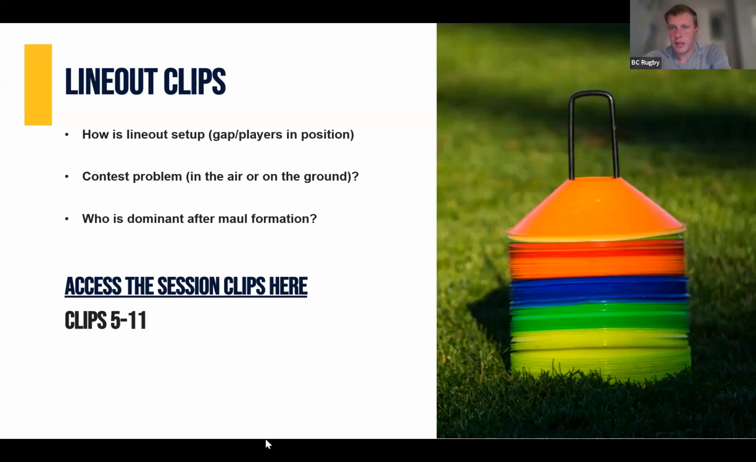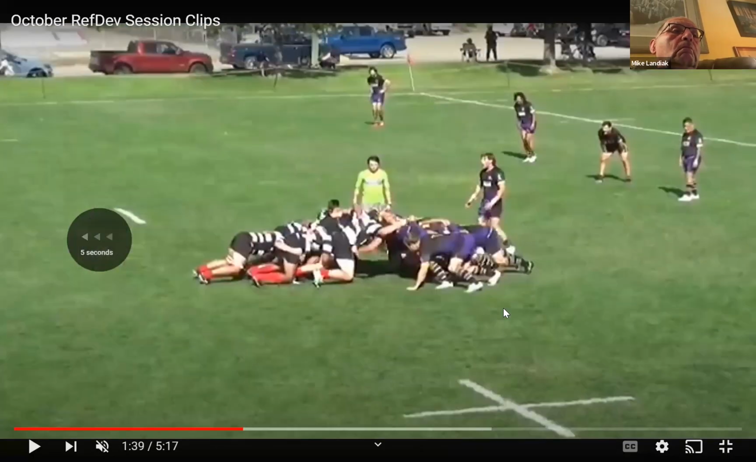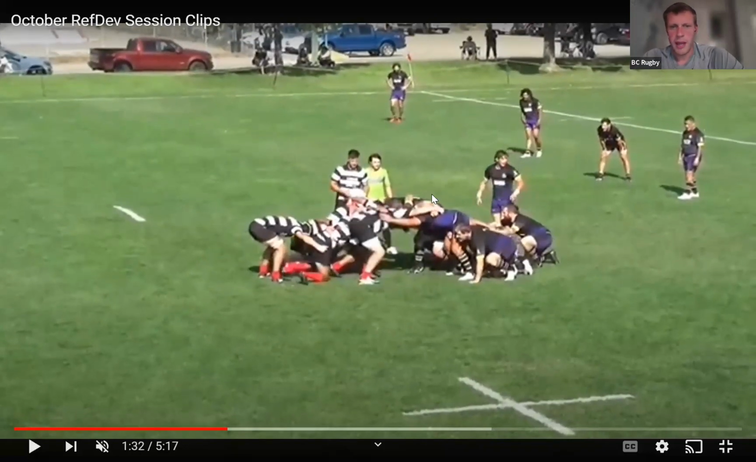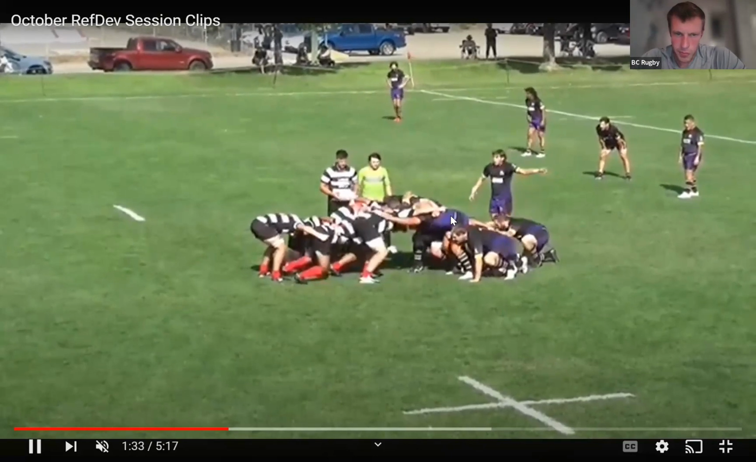Question from Steve Bennett: is the bind of the loose head considered legal? Let's have a look. I'm assuming we're looking at clip number 4. Three. Okay. Just looking at the bind of the loose head, the loose head from Kamloops, from black and purple here.